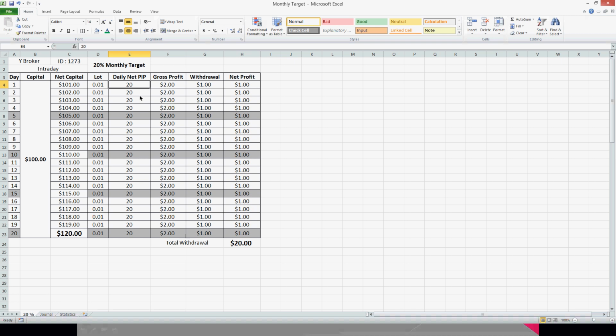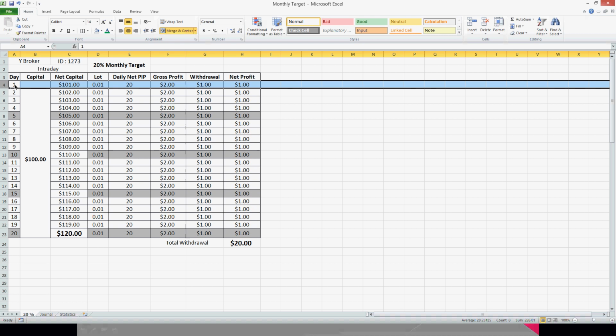So what do I mean by that? Before I go into that, let me just explain what the columns are for. For example, I started with a $100 account on an intraday trading scheme using a broker and an ID like this. You should have a different spreadsheet for different accounts. So I set myself up for a 20% monthly target.